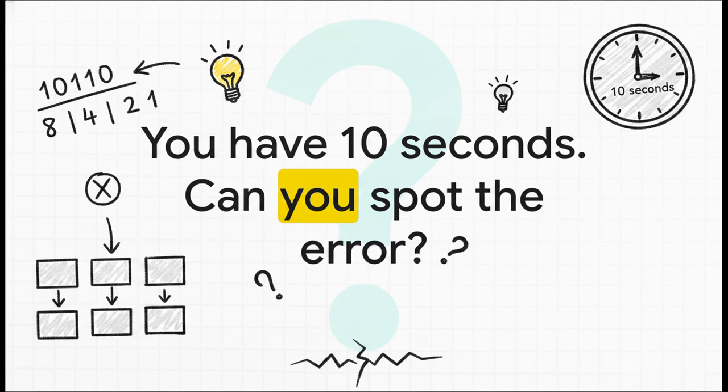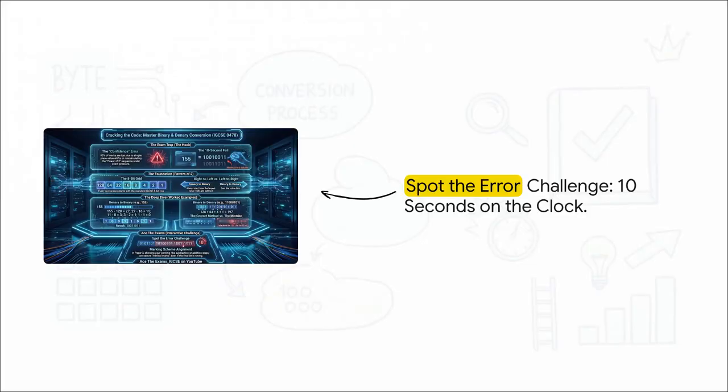I'm going to give you a fresh, flawed exam answer. There is one single point of failure in their logic. You have 10 seconds. Can you spot exactly where they messed up? Okay, time's up. Did you catch it?